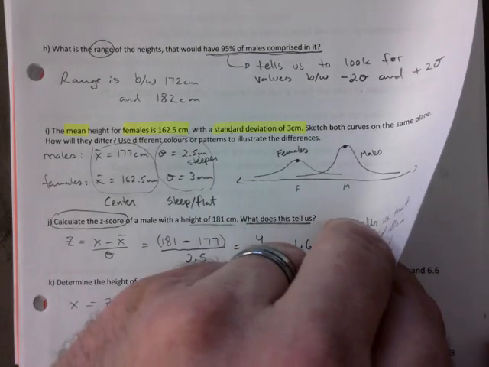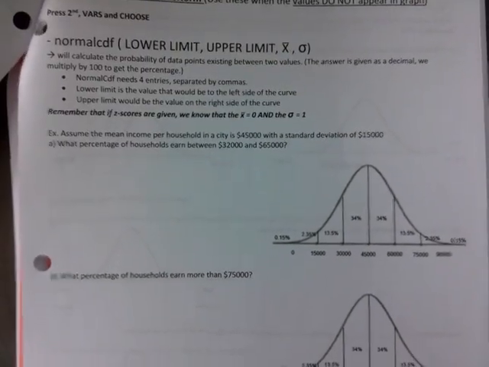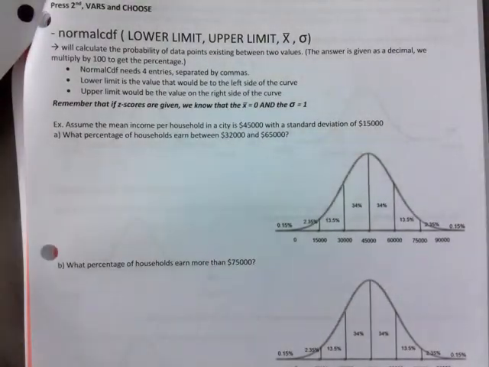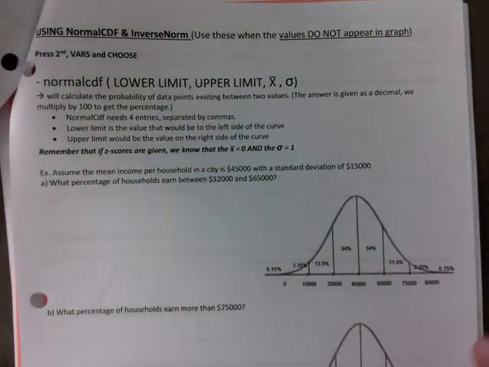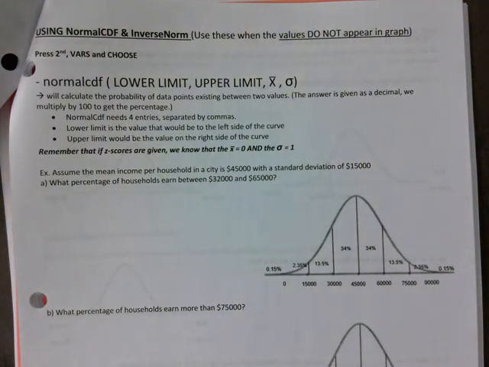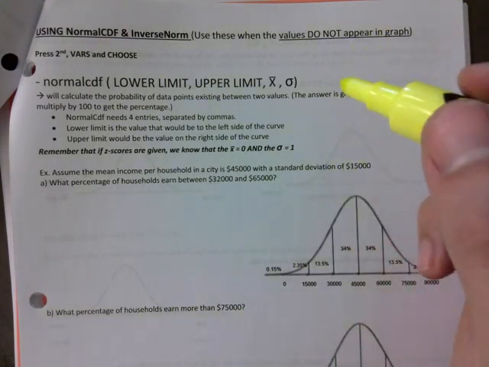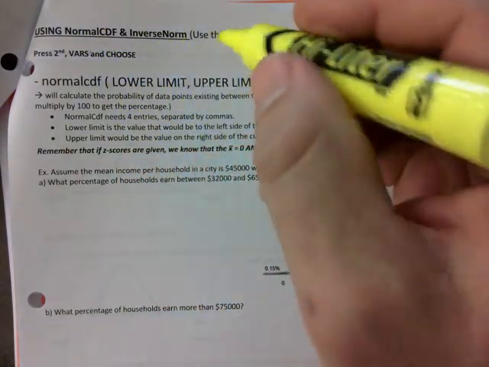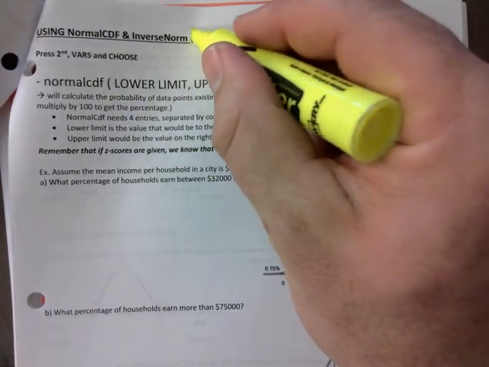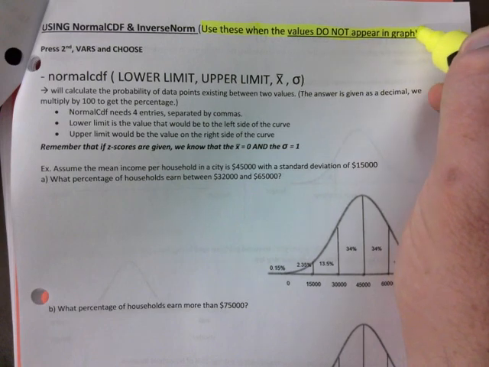Go to 31. And I know right now you're like, what is that, right? That sounds scary. It's not that scary. Normal CDF, inverse norm. I will just highlight this part here. Use these when the values do not appear on the graph.